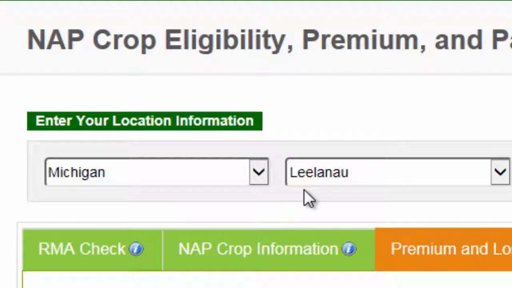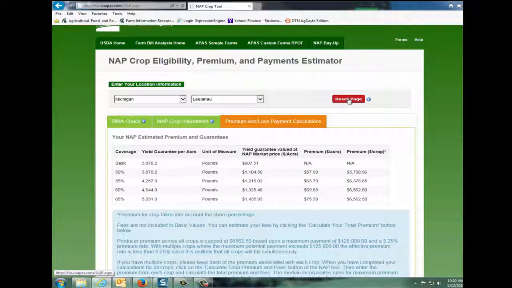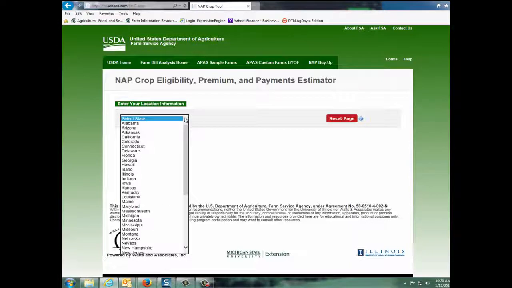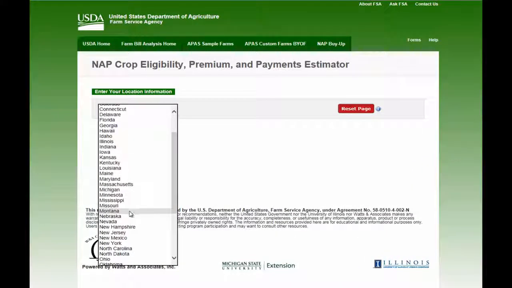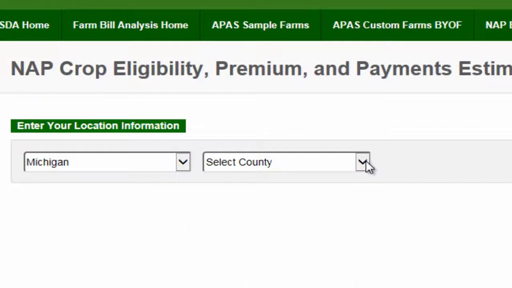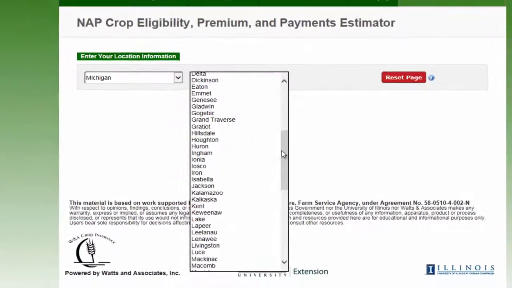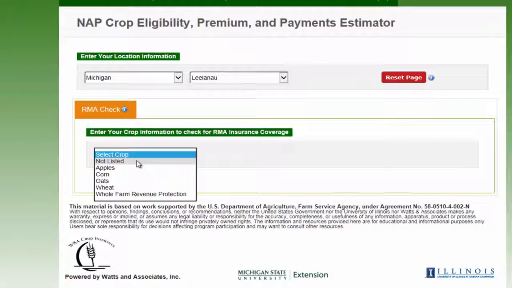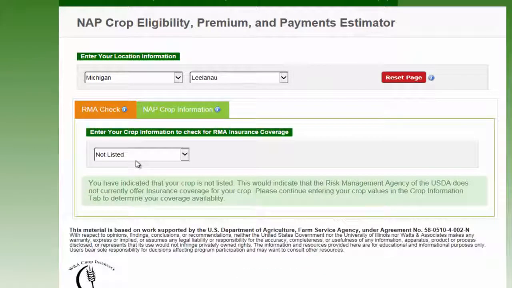We cannot start right here. In order to do that, you have to hit Reset Page, and you pretty much go back to the very beginning. At this point, you have to select the state, as we did before. We're going to continue with Michigan. We're going to continue with Leelanau County. Okay. Again, we have to see whether the crop is under Risk Management Agency or whether we have to go to the NAP program. I don't see Christmas trees there, so I'm going to put not listed. If it's not listed, that means we can go to the NAP crop coverage.